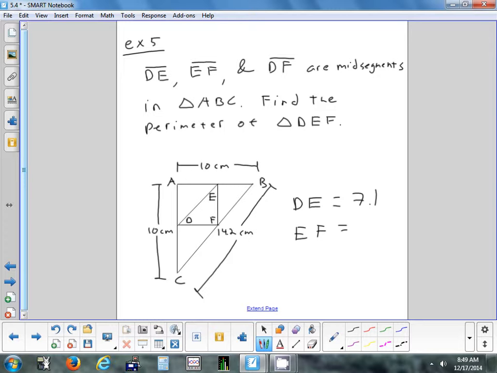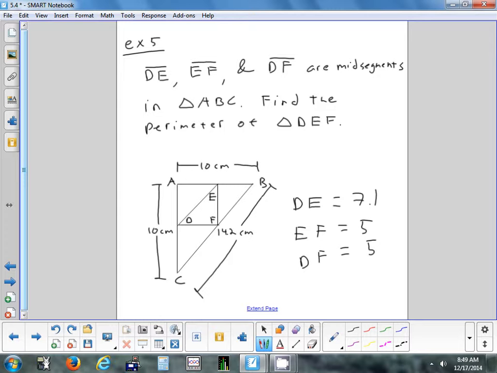Let's find EF. Okay, EF. How about Rose? How long would EF be? Yep, it'd be 5 because it's parallel to that third side and half as long. And lastly, DF. How long would DF be? Yeah. 5. Yeah, it'd also be 5.